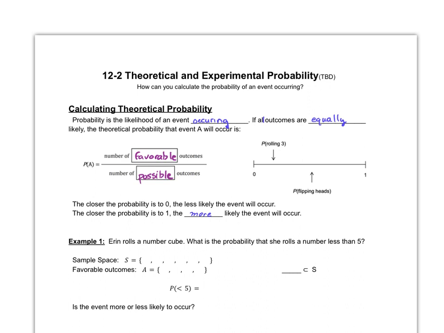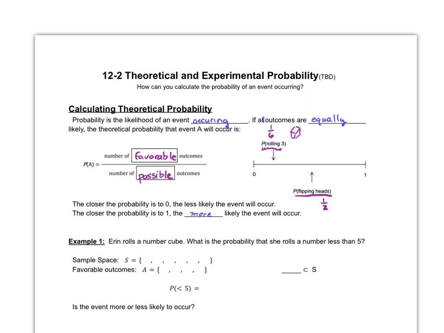In doing so, an example here is the probability of rolling a 3 on a number cube. Well, there are 6 numbers on a number cube, so the probability of rolling a 3 would be 1 in 6. Also, if you think about the probability of flipping a coin and it landing on heads, well, you have 2 choices. You've got heads or tails, so the probability of that is going to be about 1/2.